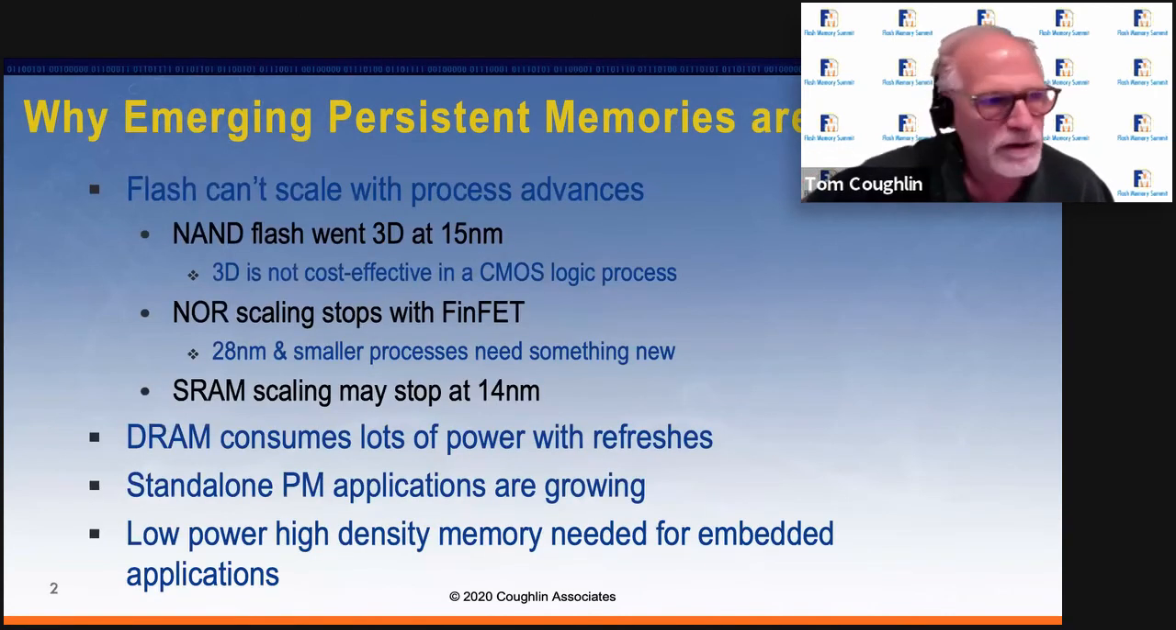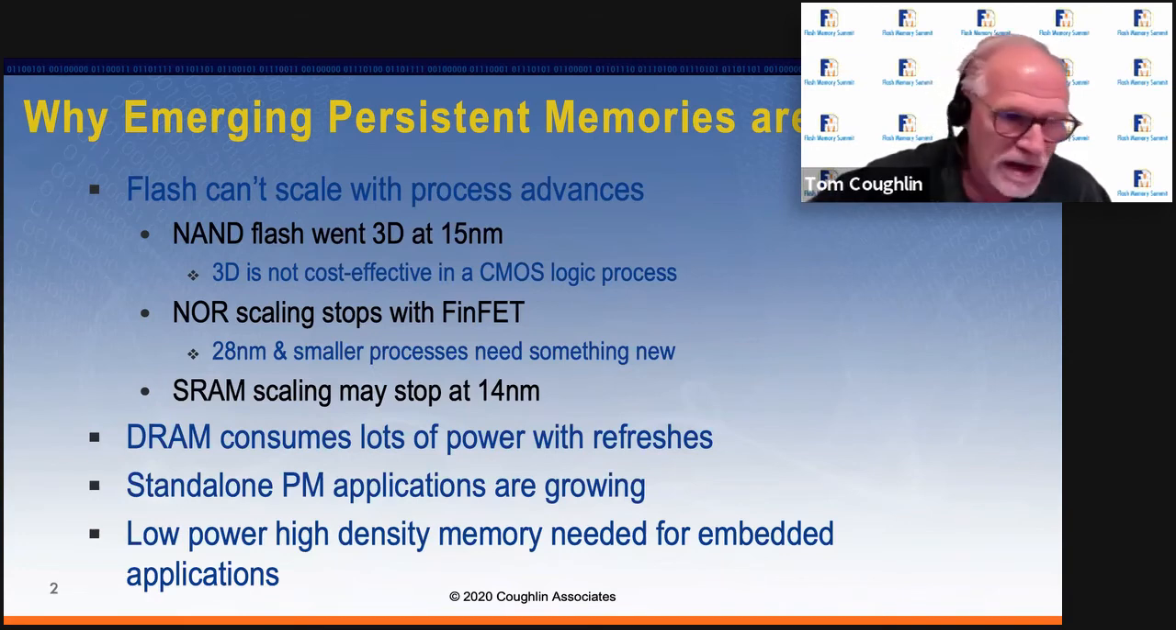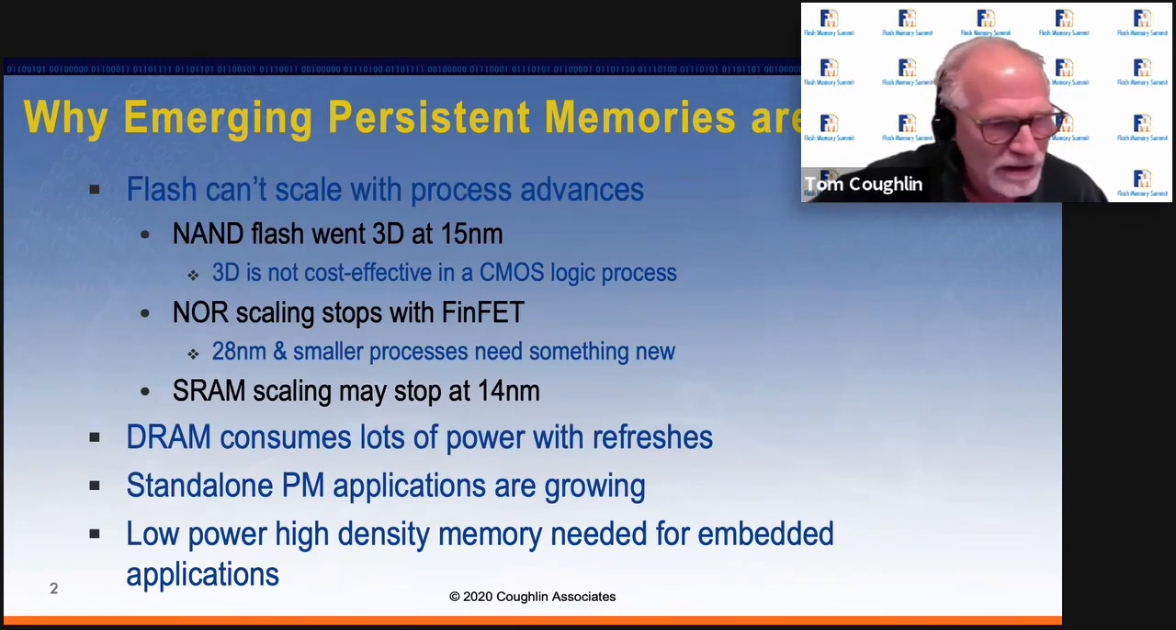And let's talk first about why emerging persistent memories are necessary today. The biggest reason probably is that flash can't scale with the process advances. That's why NAND flash went 3D at 15 nanometers. But 3D is not cost effective in a CMOS logic process, so it's difficult to use it in embedded applications. Nor scaling stopped with FinFET. 28 nanometer and smaller processes need something new. SRAM scaling may also be reaching its limit, and we'll talk about that in the next slide.